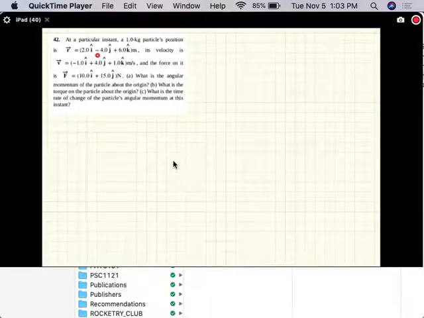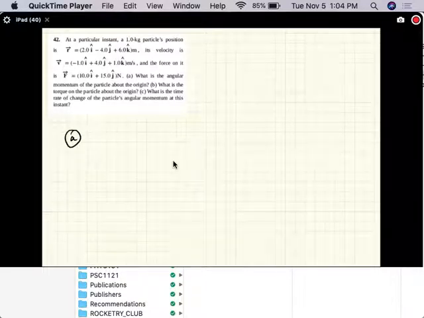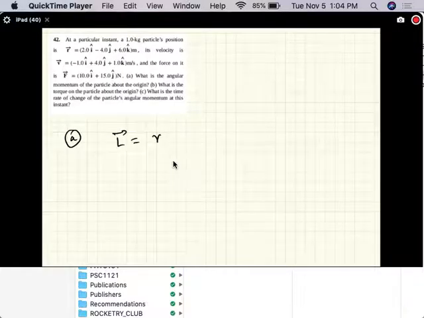Okay, this problem says at a particular instant, a 1 kg particle's position r is 2i - 4j + 6k meters. Its velocity is that, and the force on it is that. What is the angular momentum of the particle about the origin? We are just going to do definitions here, to make sure that you understand the definitions.